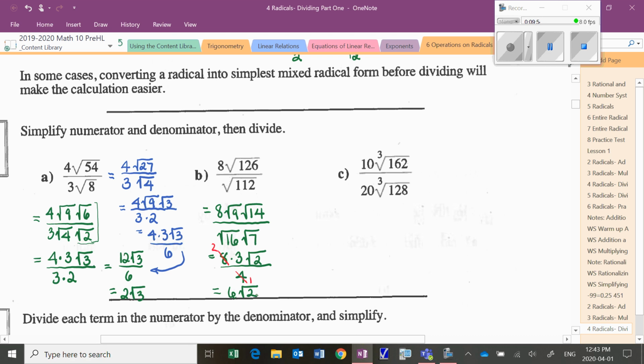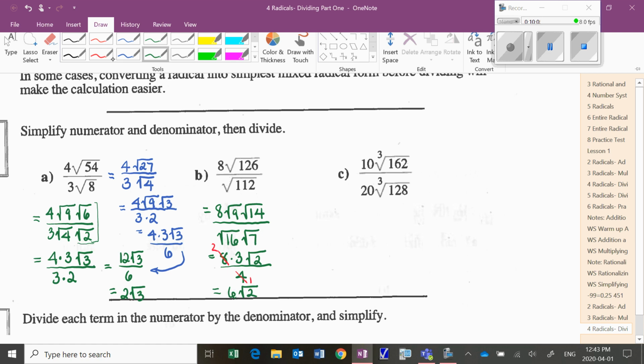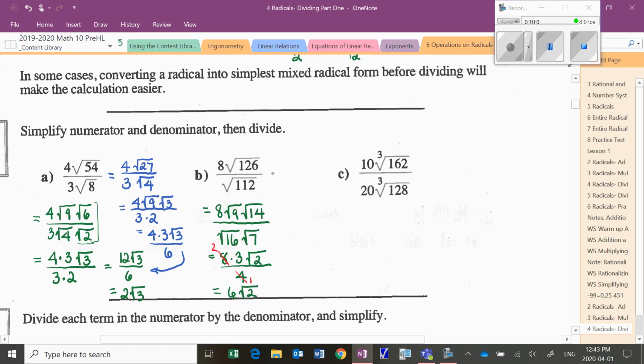So that would be your final answer in that case. So for those of you who didn't know that 9 times 14 was 126, or 16 times 7 was 112, what might occur to you in this particular case is, hey, I know that 2 goes into both 126 and 112. So if we simplify that, then I've got 8 root 63 over root 56.